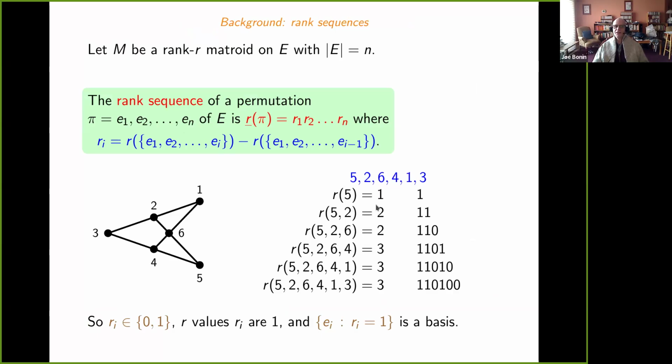Each time the rank either stays the same or goes up. You just record those rank increases. If the rank increases, we put a 1. If the rank stays the same, we put a 0. Okay? So with each permutation, we get this 0, 1 sequence indicating whether or not the ranks went up.